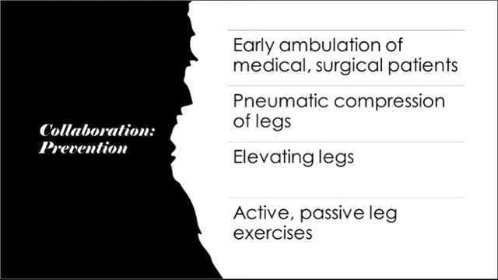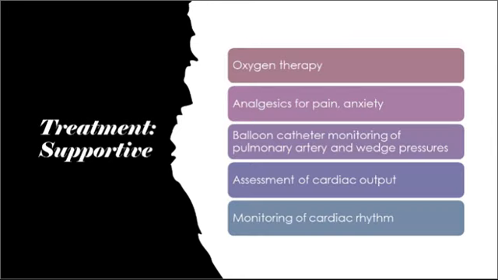Collaboration and prevention. Early ambulation of medical surgical patients, using pneumatic compression of legs, elevating legs, active and passive leg exercises. These are things we already covered on prevention, but once the clot is there, especially if it mobilizes, you want to prevent them. Remember, your compression stockings or pneumatic compression devices have to be the correct size to be effective. Too large will not compress completely and be effective, and too small will obstruct blood flow.